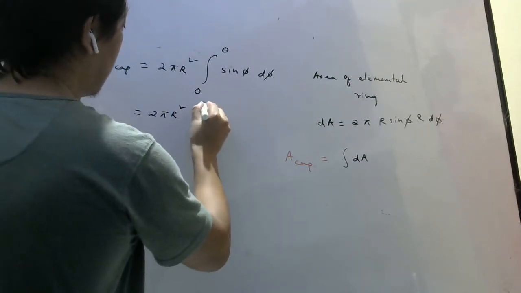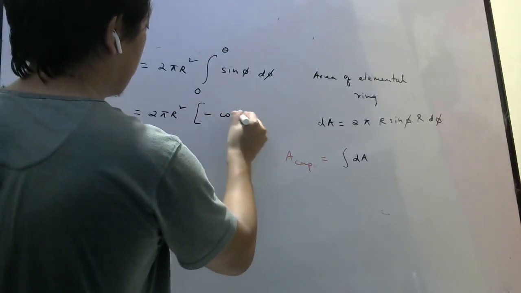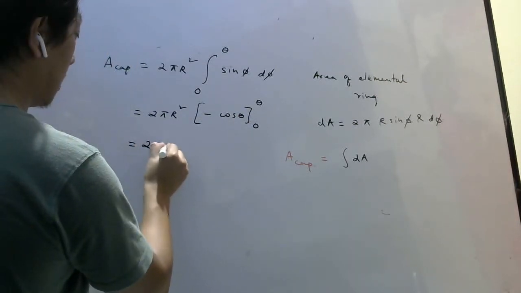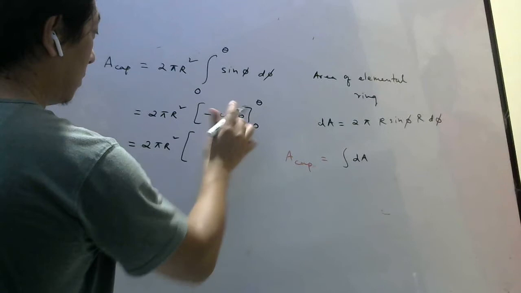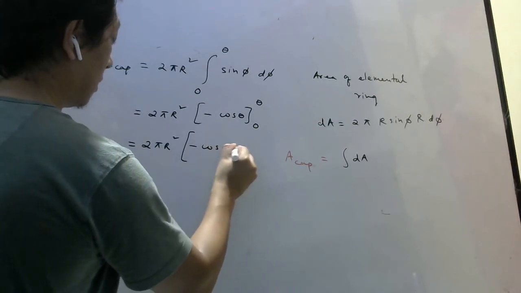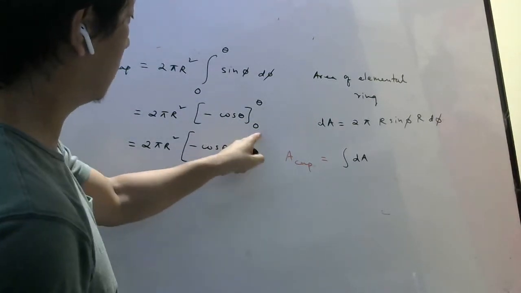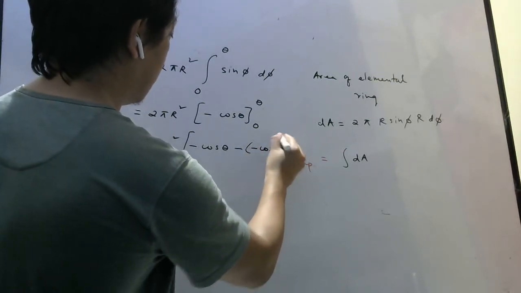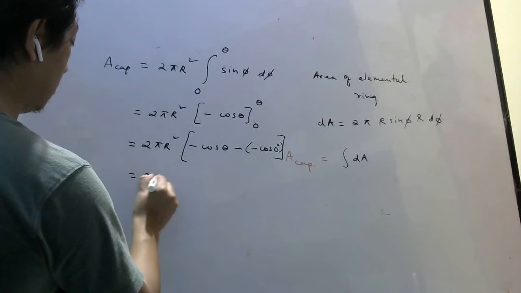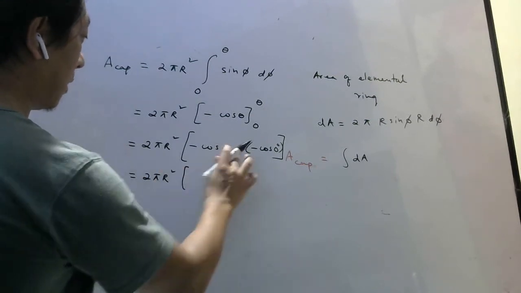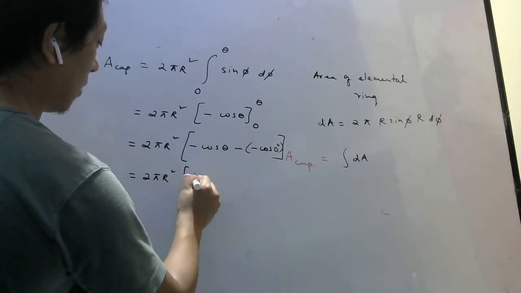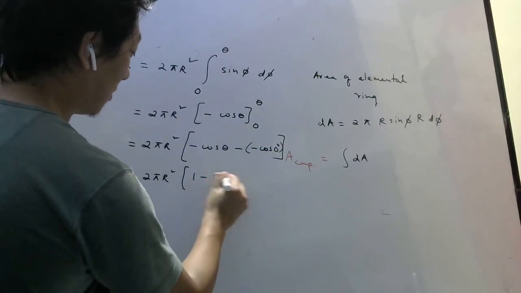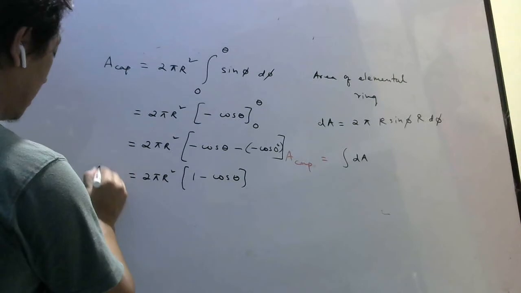Integration of sine phi is minus cos phi. Upper limit theta, lower limit 0. So 2 pi r square, put the upper limit, minus cos theta, minus, put the lower limit. So it will be minus cos 0. So that will be 2 pi r square, minus minus is, sorry, minus minus is plus, cos 0 is 1, then 1 minus cos theta. So this is the area of the cap.